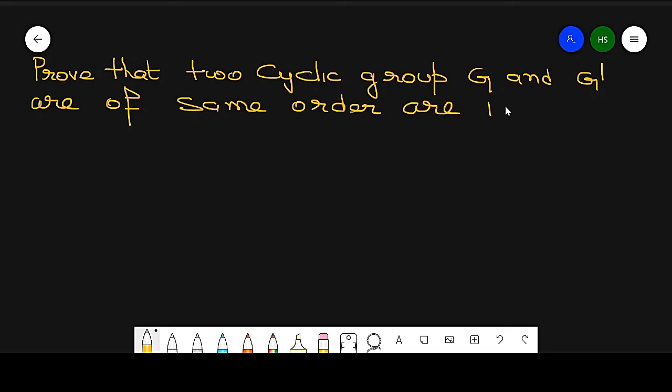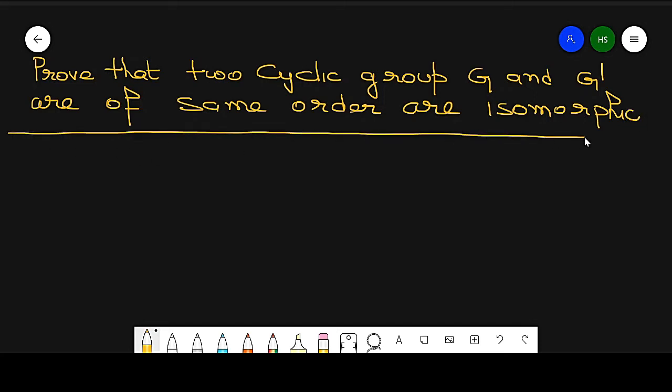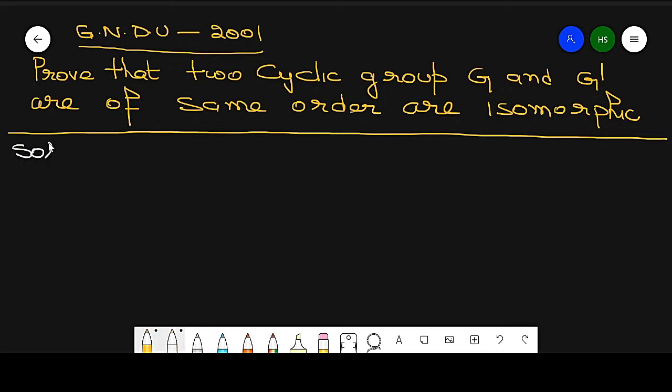are isomorphic. So again this is a very important question. This question was in Guru Nanak Dev University, GNDU, 2001. So we already proved the previous result, and this question is related to that problem.